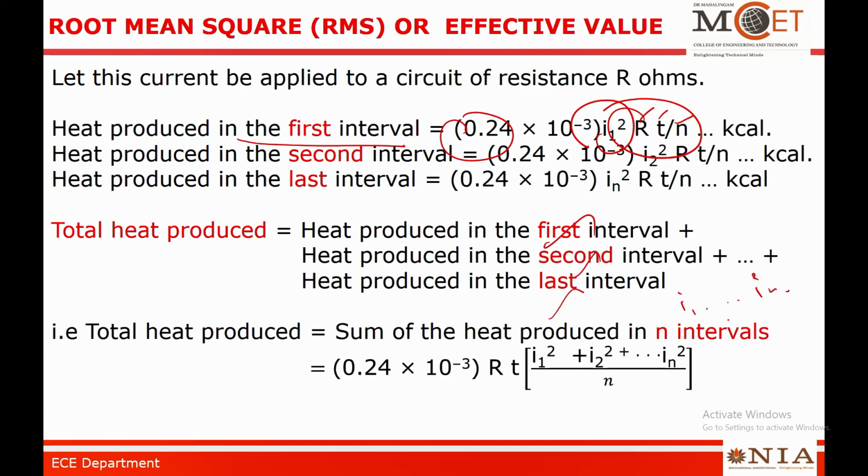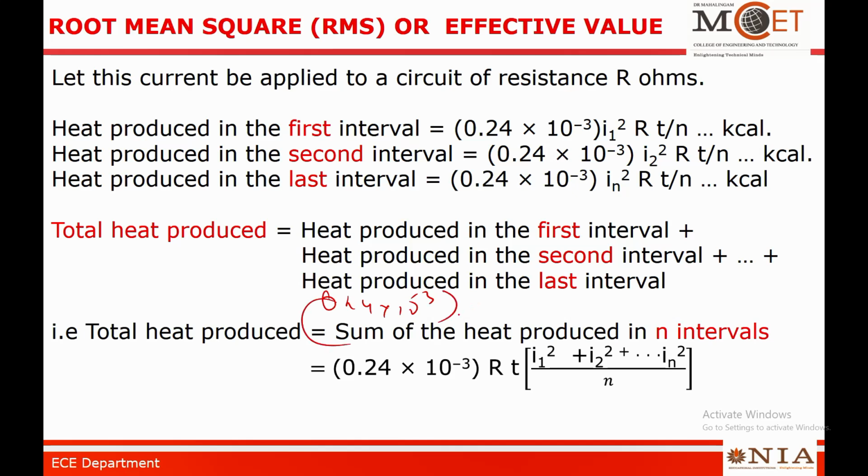So finally, the total heat produced will be equal to the sum of the heat produced in n intervals. So this 0.24 into 10 to the power minus 3 into the I terms, the small interval terms, is RT into I1 square plus I2 square till In square, divided by n. How many intervals are there in the half wave? So this is the RMS value.